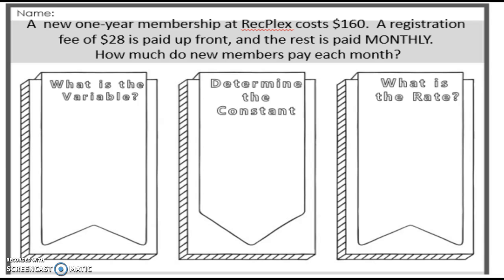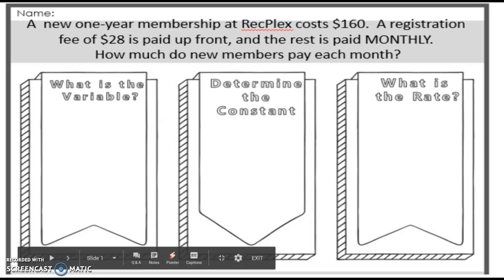So let's start together. It says a new one-year membership at RecPlex costs $160. A registration fee of $28 is paid up front, and the rest is paid monthly. How much do new members pay each month? Okay, so what are we trying to find here? Usually it's in the last statement. How much do new members pay each month? So we're looking for a monthly fee.